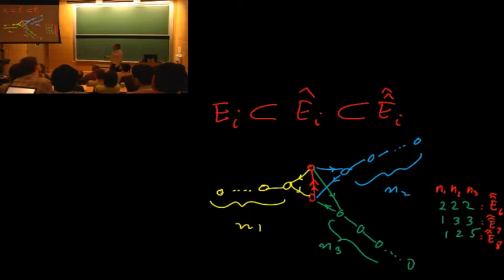You take a quiver which has 2 nodes, like the SU2, and then you attach to it these extra three legs like this, attached to each one of those 2 nodes, where the number of nodes that you can add are restricted. So the N1, N2, and N3 being 2, 2, 2, you get the elliptic E6. 1, 3, 3, you get elliptic E7. And 1, 2, 5, you get elliptic E8. These are the corresponding quivers.